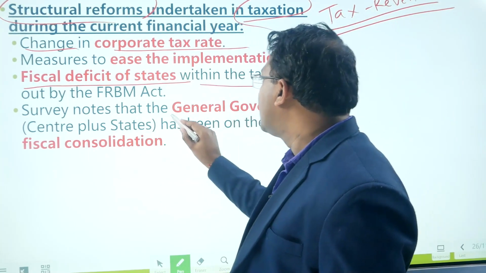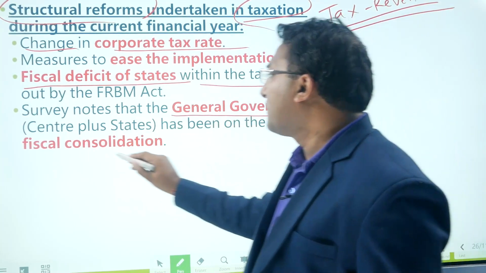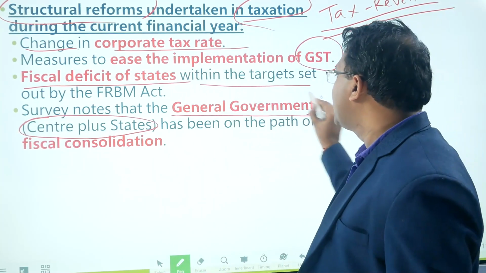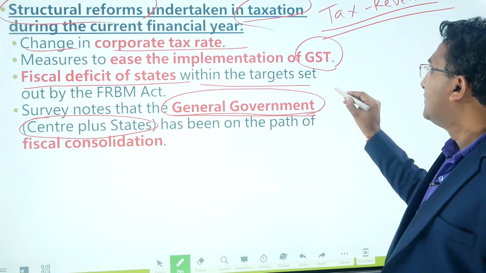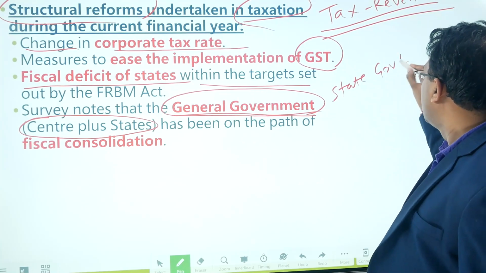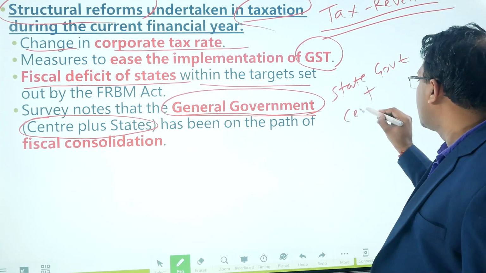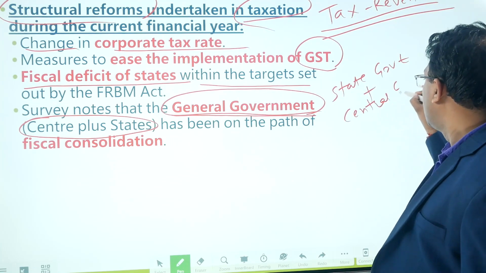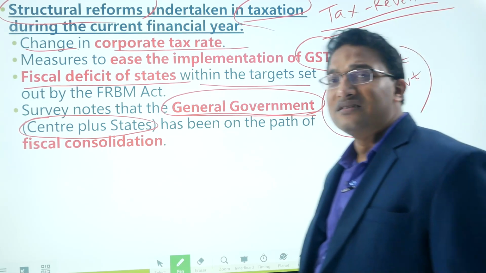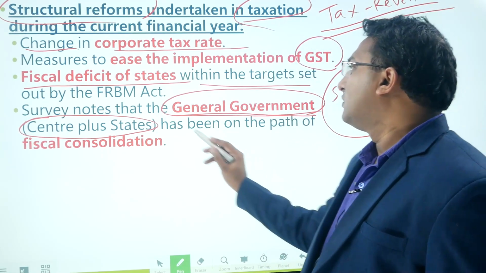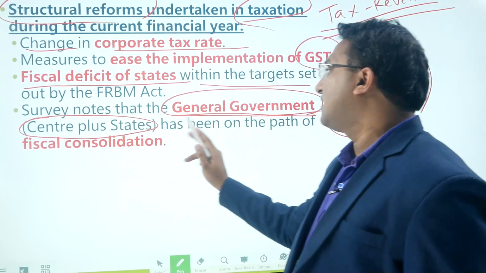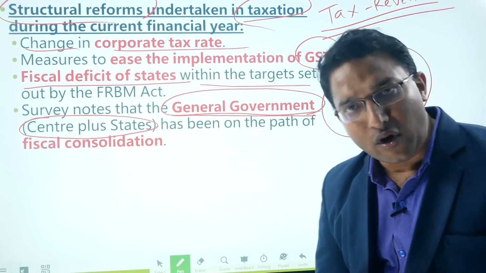Survey notes that the general government, the center plus state. So whenever you read the term general government, this basically represents the combination of state government and the central government. So central government and state government combined are called general government. Survey notes that the general government, center plus state, has been on the path of fiscal consolidation.